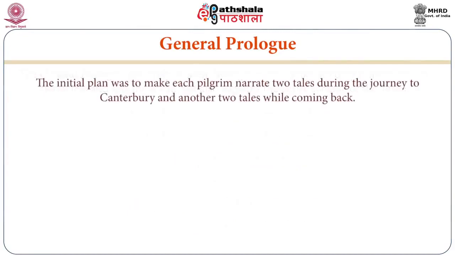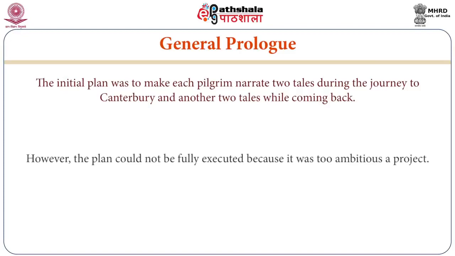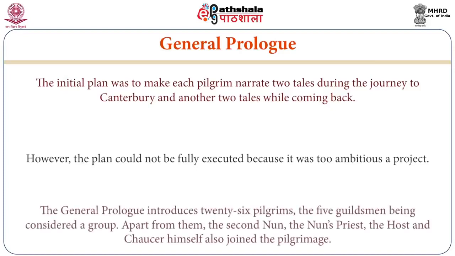The initial plan was to make each pilgrim narrate 2 tales during the journey to Canterbury and another 2 tales while coming back. However, the plan could not be fully executed because it was too ambitious a project. The general prologue introduces 26 pilgrims, the 5 guildsmen being considered a group. Apart from them, the second nun, the nun's priest, the host, and Chaucer himself also joined the pilgrimage.